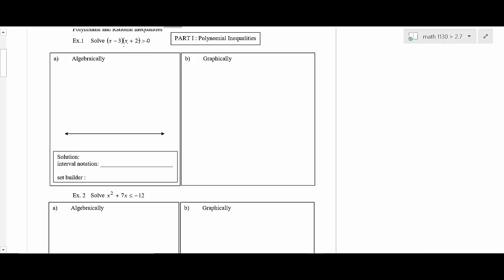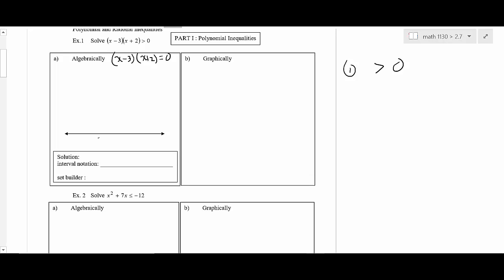So the first thing that you always want to do, for your first step, is to have one side of this inequality being 0, just like you would on an equation. So we already have that in that problem. What we're really going to do is start by solving this equation, which of course you can do in your head. What's the solution of that equation? 3 and negative 2, right?